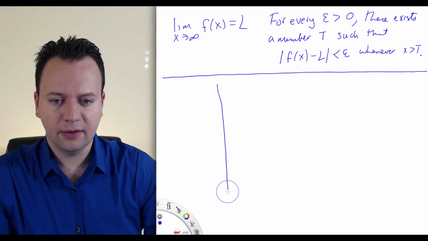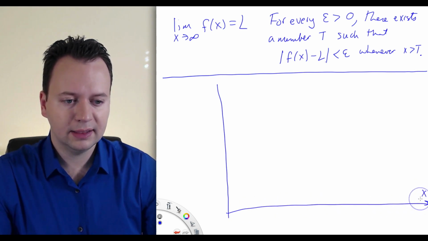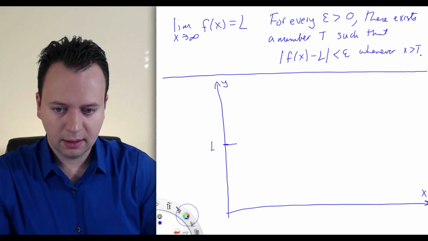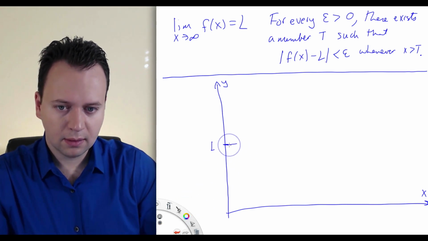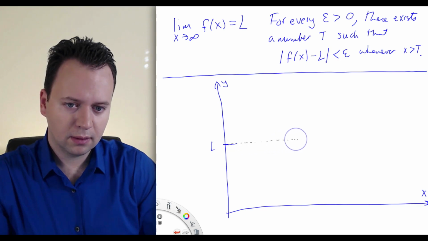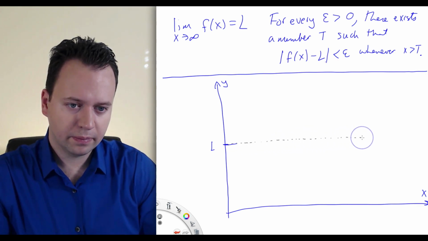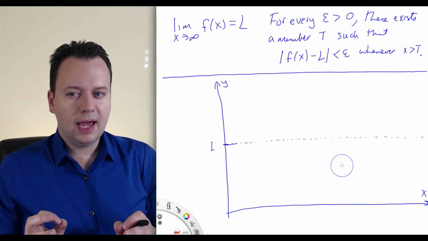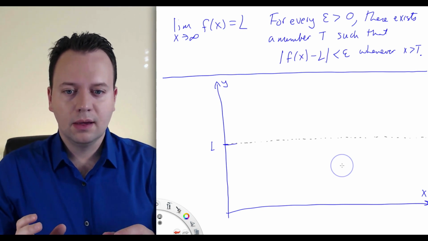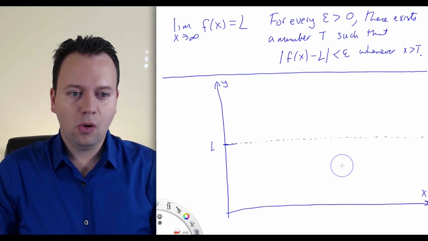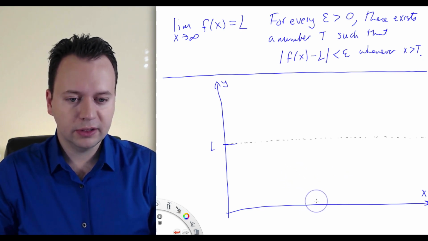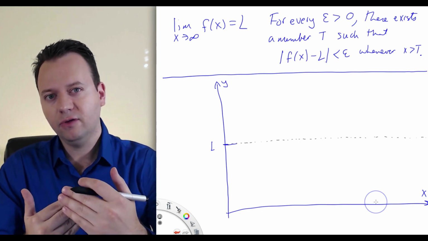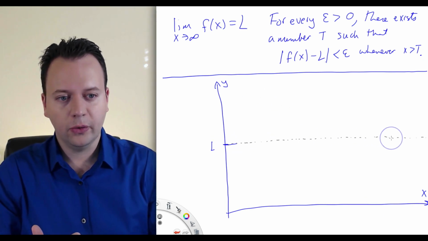So let's see what this definition means. So we have the x-axis like this, the y-axis. We have our point L. So there's our L. What this is basically saying is that for any epsilon, there's always some point on the x-axis at which, if x is larger than that point, the distance between f of x and this line L is always less than epsilon.